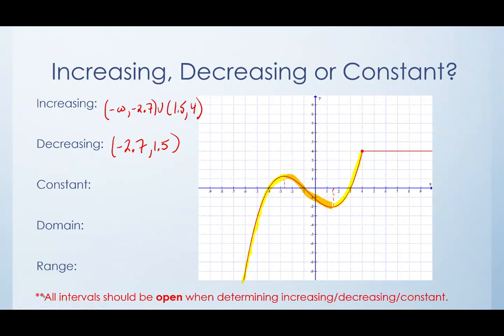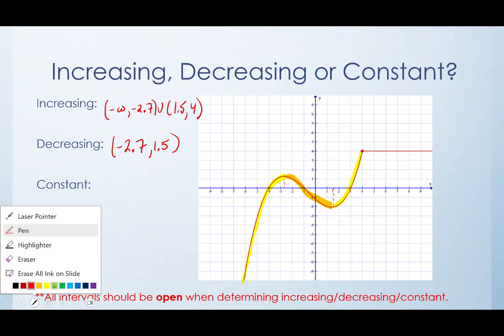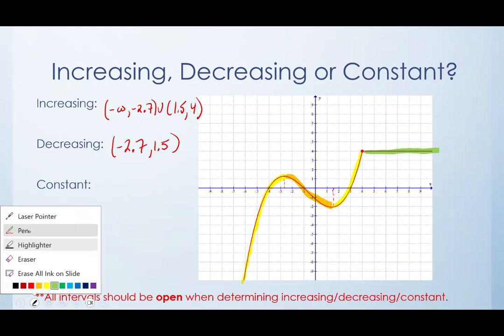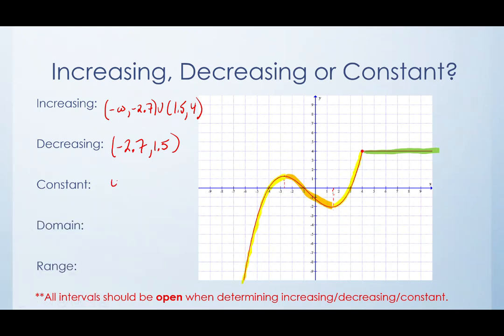And then where is it constant? We'll highlight that one in green, sure. We're constant right over there, and we're going off to infinity. So we'll say 4 to infinity. And it's an open interval, so parentheses.